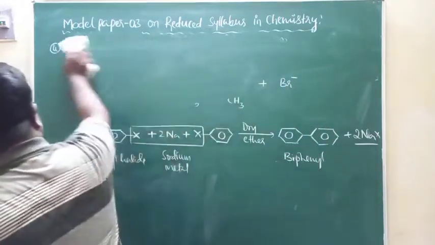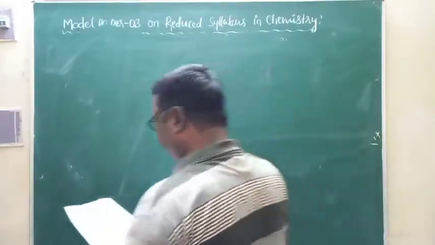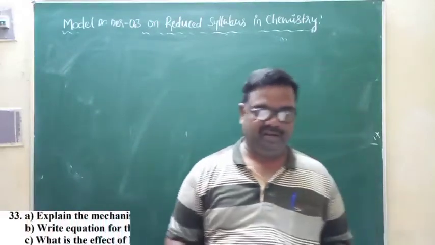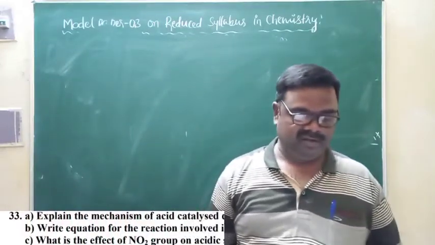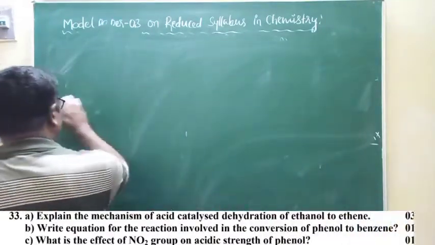Now let us see question number 33. That is from alcohols, phenols and ethers chapter. Most probable question, 3 mark question. Explain the mechanism of acid catalyzed dehydration of ethanol to ethene.